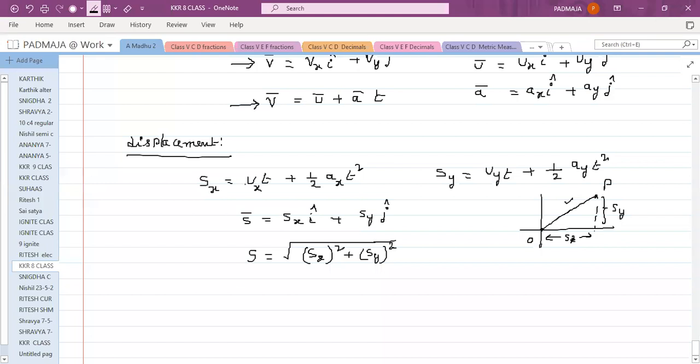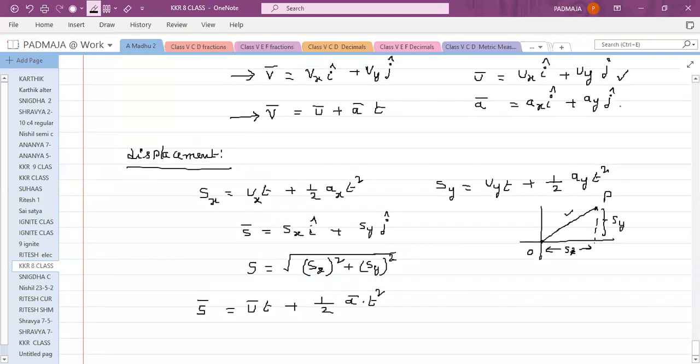Or instead of doing separately, you can find the displacement vector directly as s bar equal to u bar into t plus half a bar into t square. In this equation, you have to substitute u bar equal to ux i cap plus uy j cap and a bar equal to ax i cap plus ay j cap, and you get directly the displacement vector.